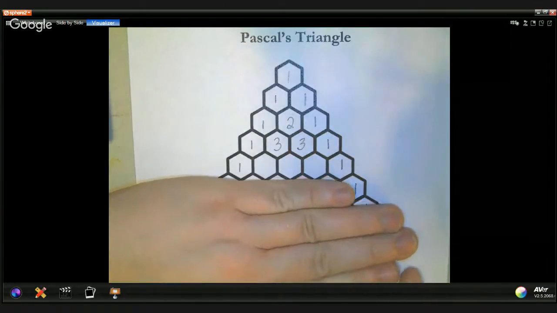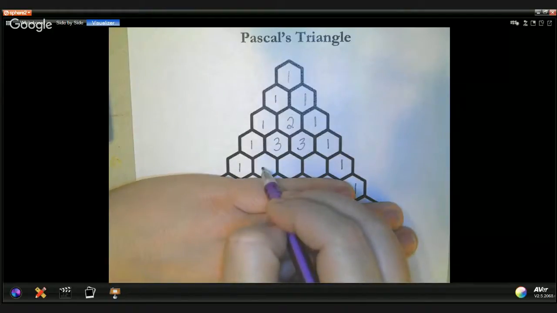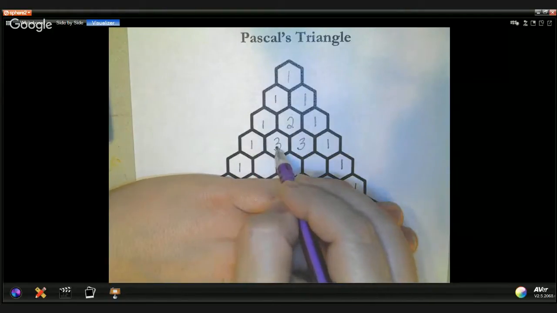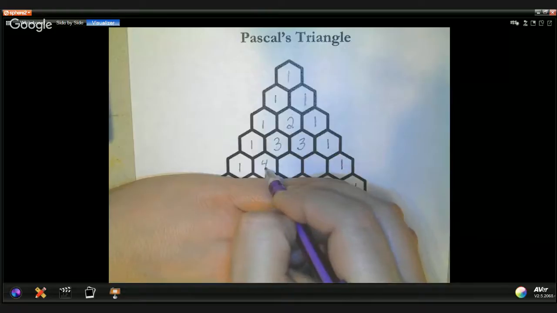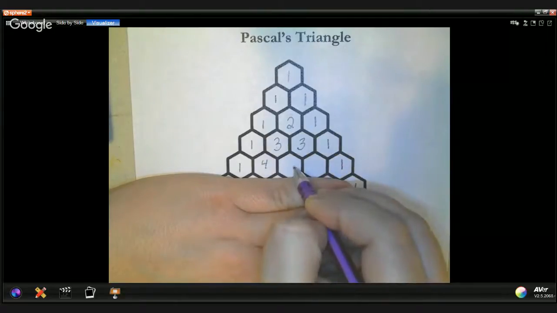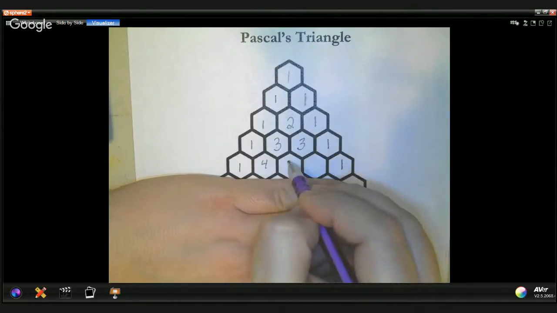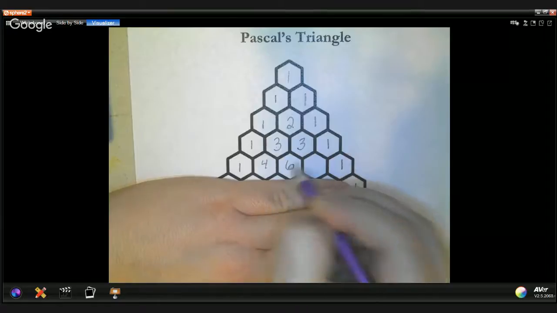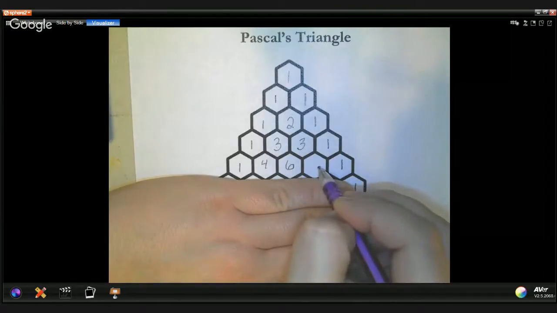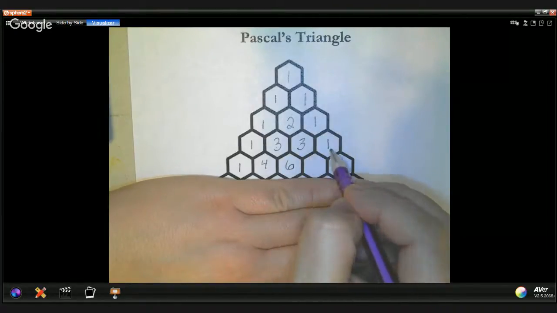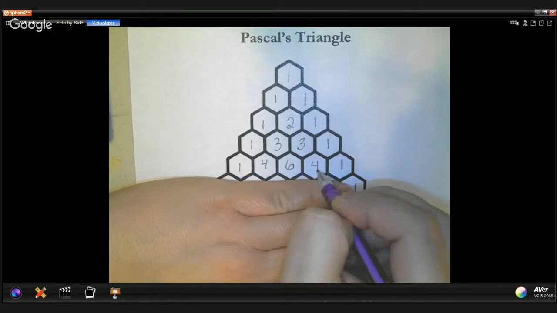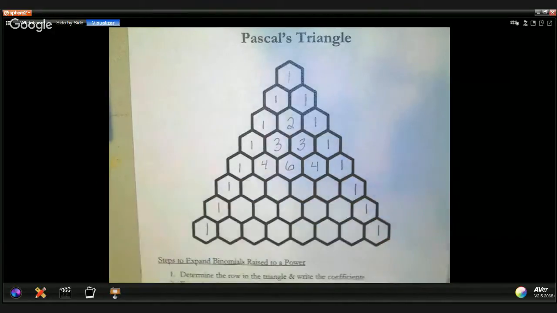And then we continue this pattern. This one is made up of 1 plus 3, which is 4. The center one is made up of 3 plus 3, which is 6. And then this next one is 1 plus 3, which is 4. Okay, so go ahead and see if you could fill in Pascal's triangle the rest of the way.